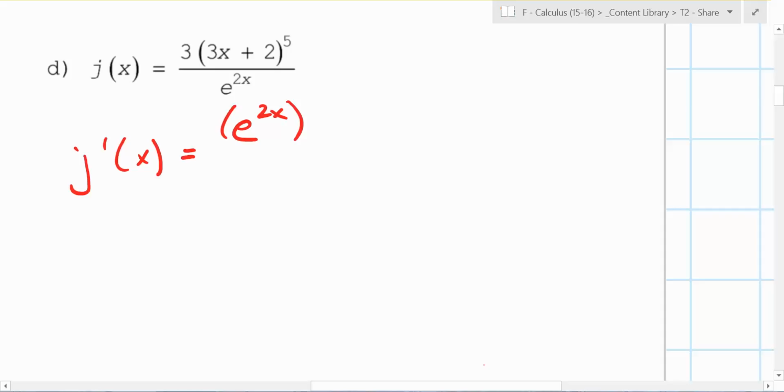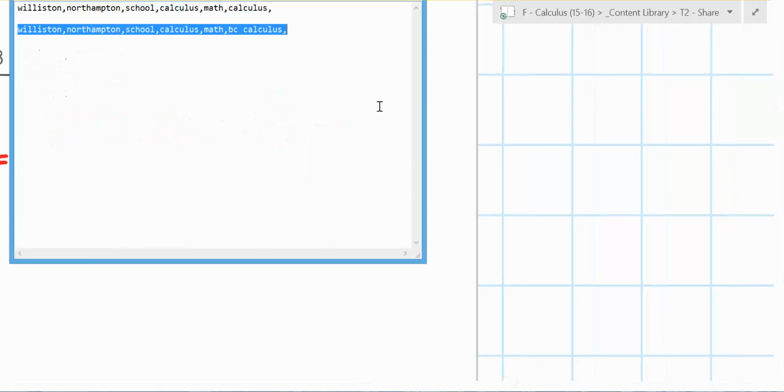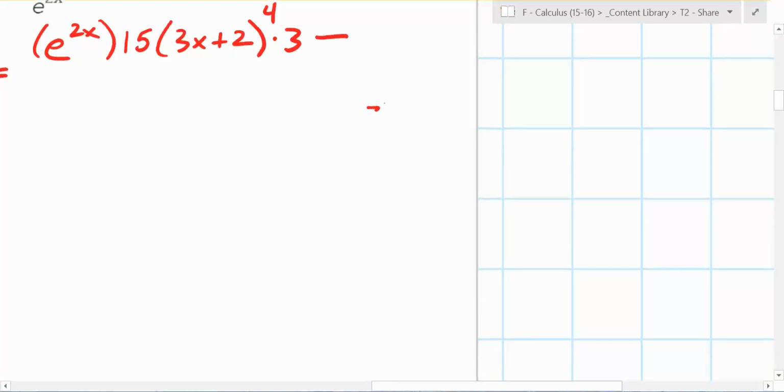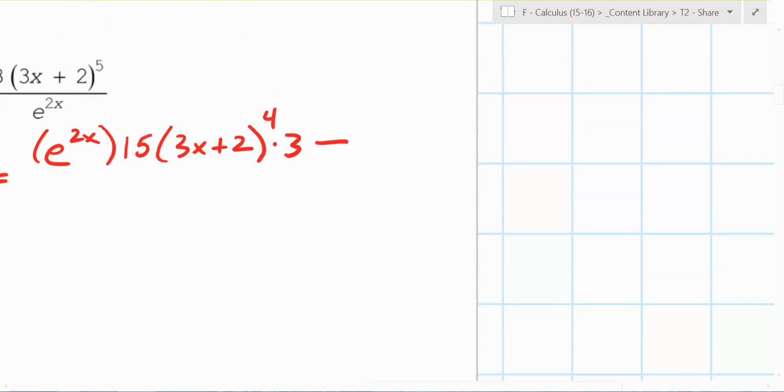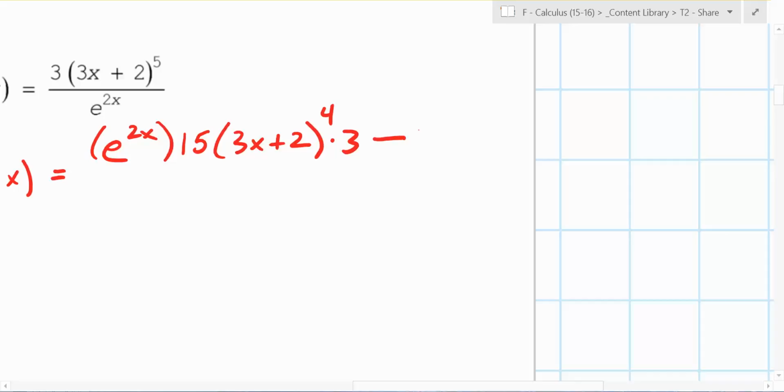Can someone just read off for me, Calvin? What's the derivative of the top? 45 times 3x. Hold on. Just do it a little bit piece by piece. 15 times 3x plus 2. That's low d high minus, what's the high function? This is jumping around. I'm sorry. It's being really sensitive.